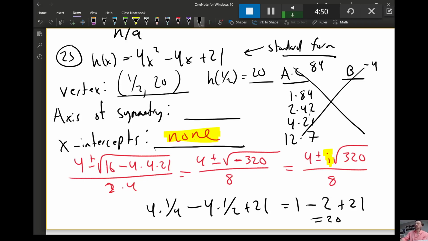And then finally, the axis of symmetry, or line of symmetry, same thing. It's always going to be a vertical line, so x equals a number. And it needs to go through the vertex to cut it directly in half. So for this question, it needs to go through 1/2. X equals 1/2.